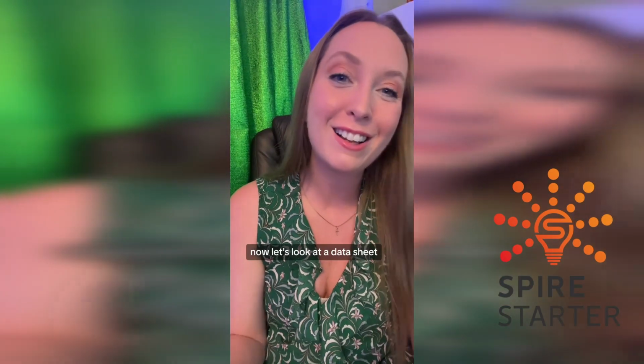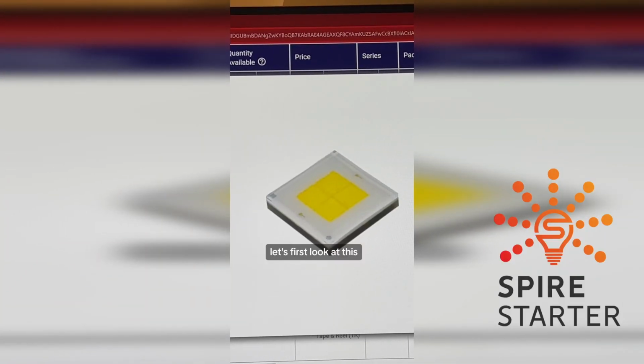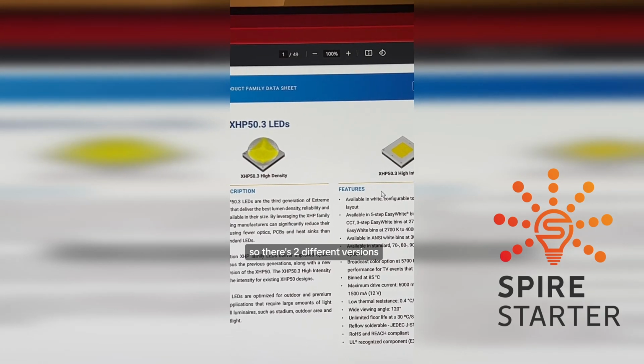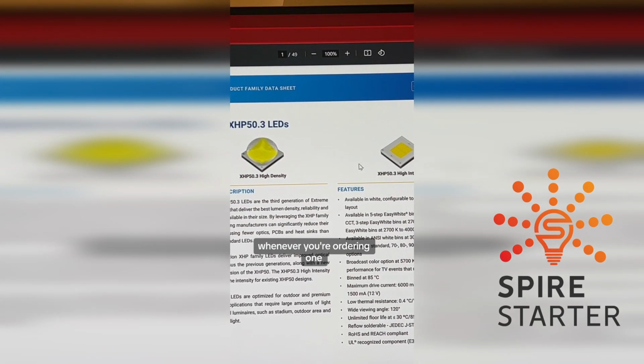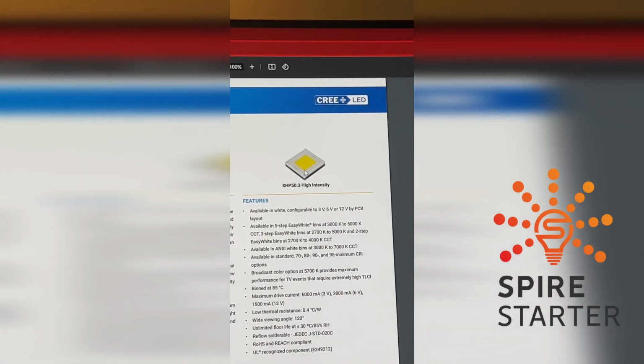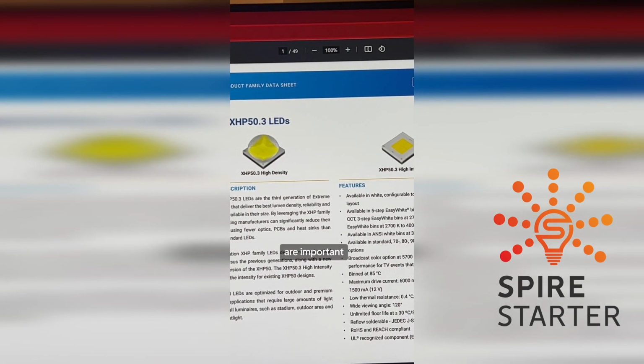Okay, so finally now let's look at a datasheet. Let's first look at this Cree X-Lamp Gen 3 LED. The Gen 4 doesn't have datasheets yet, so we'll go with this one. And here we go. There's two different versions first off, and you have to make sure whenever you're ordering one that you know which one you have, because sometimes the vendors like DigiKey and Mouser might give you one and it looks like it's labeled as the other one. So high density for Cree has the bubble, usually this lens on top, and the high intensity is flat on top. So even the pictures are important on a datasheet.